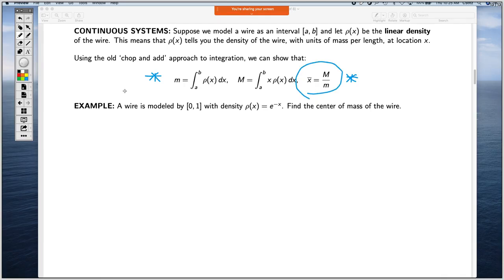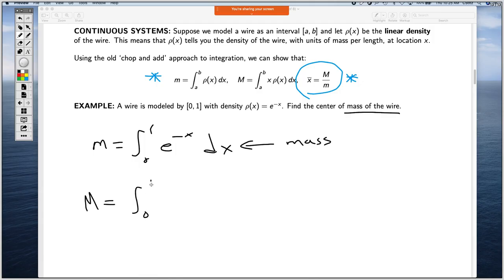Now, we're not going to work through the details of these examples. This is a handout I use in Calc 3. But we can at least set the integrals up. So to define the center of mass, we would integrate from 0 to 1 the density, e to the minus x dx. That would give us the mass. And then to get the moment, we would integrate from 0 to 1 x, e to the minus x dx. That would give us the moment.